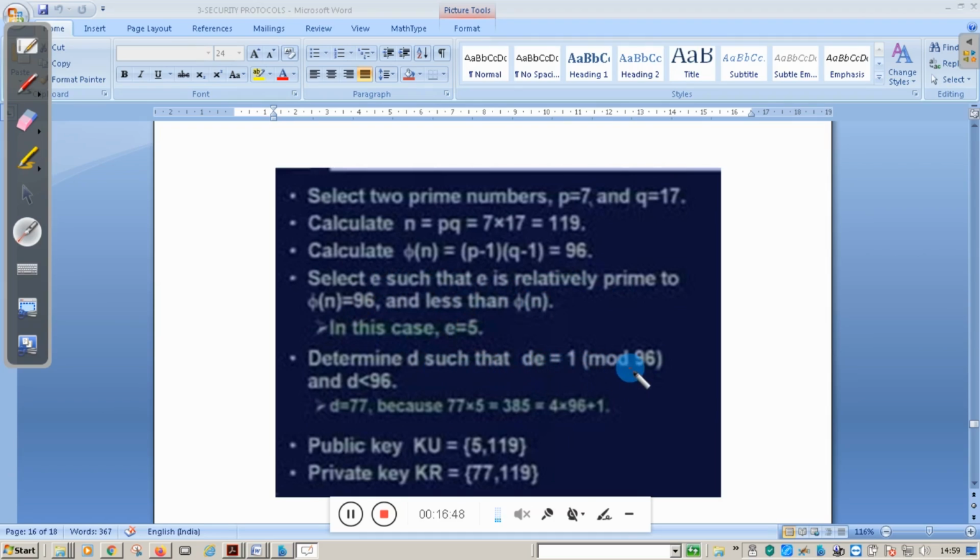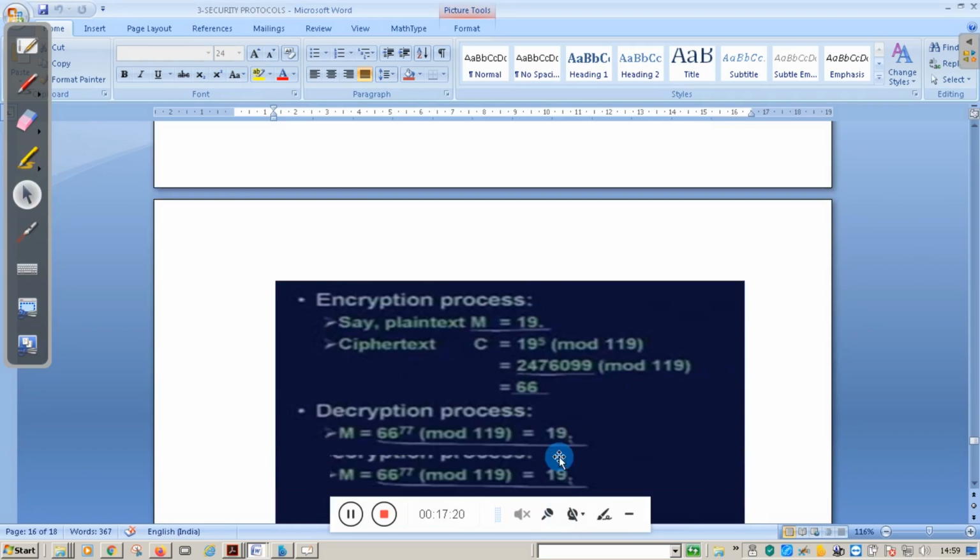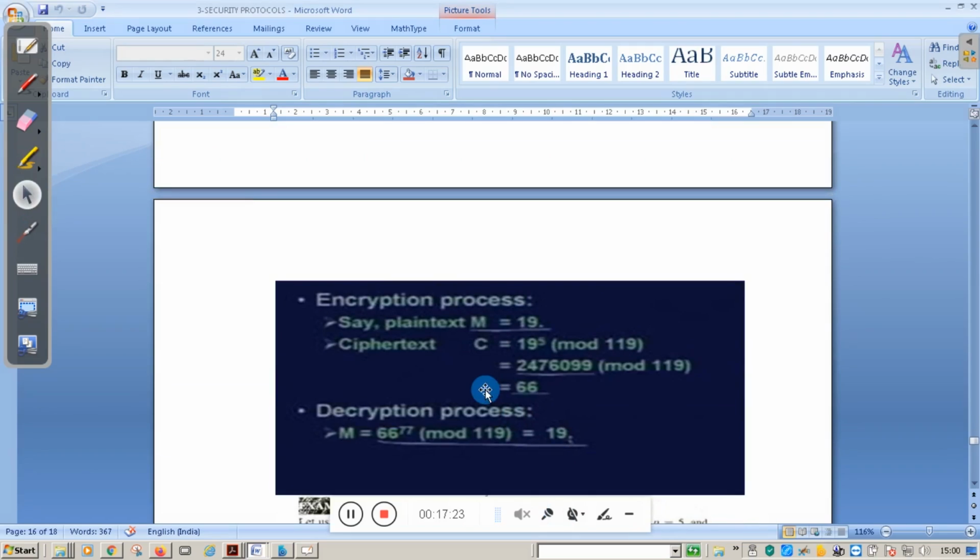Now we know D is the inverse of E mod 96, so we will find the value of D. D is 77, because 77 into 5 is 385, which is nothing but 4 into 96 plus 1. So now the public key is 5, 119 and the private key is 77, 119. Once we find the public and private keys, the next step is the encryption and decryption process.